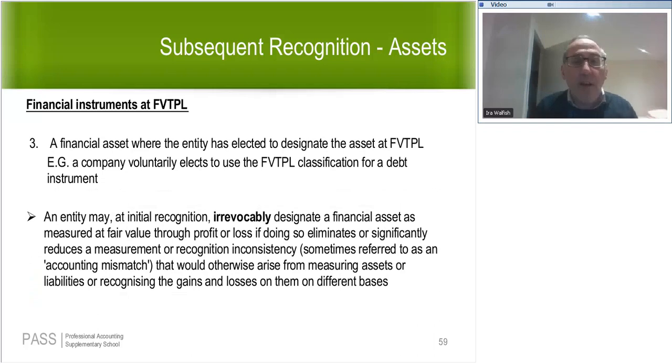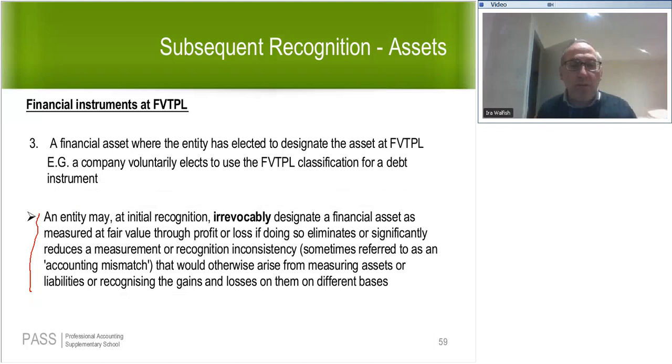What I did in the next paragraph is I just indicated when you're allowed to make this designation. An entity may at initial recognition irrevocably designate a financial asset at FVTPL if by doing so they can eliminate or significantly reduce the measurement or recognition inconsistency, which is often referred to as an accounting mismatch, that would have happened from measuring the assets or liabilities or recognizing the gains and losses on them on a different basis. So the best way to explain this is by way of example.